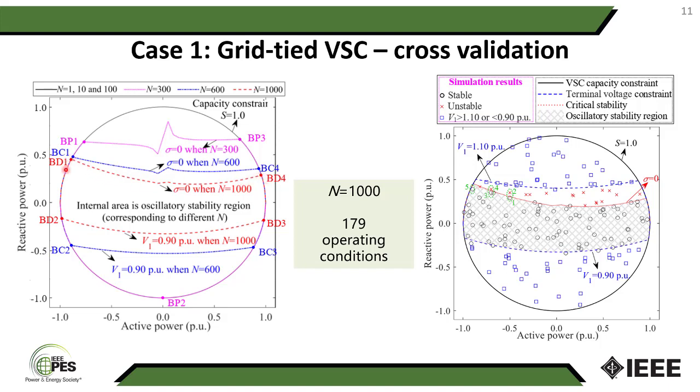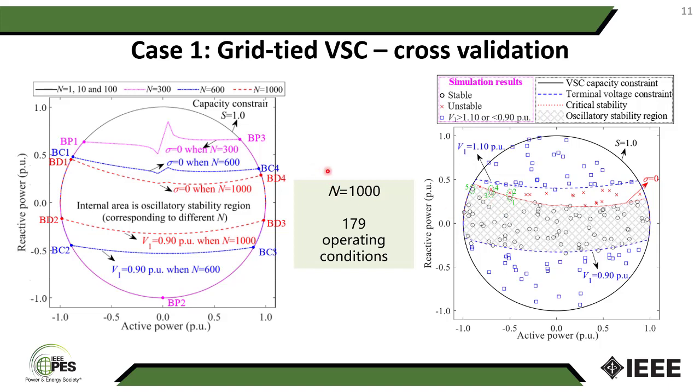We can see that the stability region for 1000 voltage source converters is very narrow, which means this is the most critical case. We have 179 operating conditions when n is equal to 1000, so we run the EMT simulations at all these 179 operating conditions. We can see that the results are consistent. The round ones are the stable operating points. All these operating points are stable, and outside these are unstable operating points.